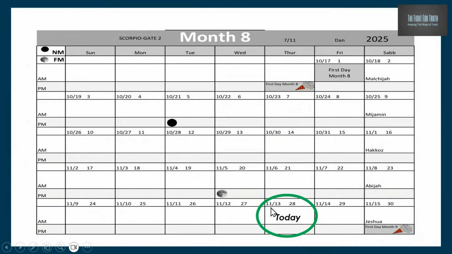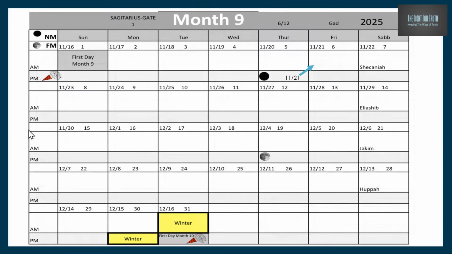Here we are on November 13th, and we know that the moon tonight is in Virgo. So we are going to count. We have 1 more day in Virgo, 2, 3, 4, 5, 6, 7. So we are 7 days until the next new moon.